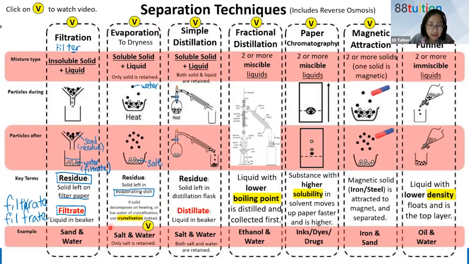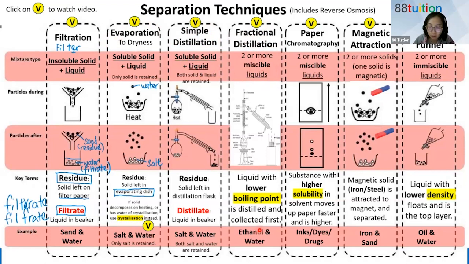Next, simple distillation and fractional distillation. You need two words. You cannot just write distillation. What is the difference between these two distillations? This one is to separate S plus L, solid plus liquid, where the solid can dissolve in the liquid. Here is L plus L: two liquids mixed together very well. Miscible means can mix very well.